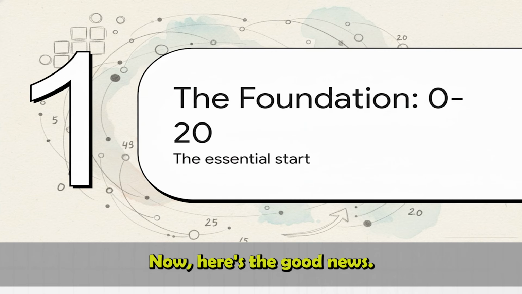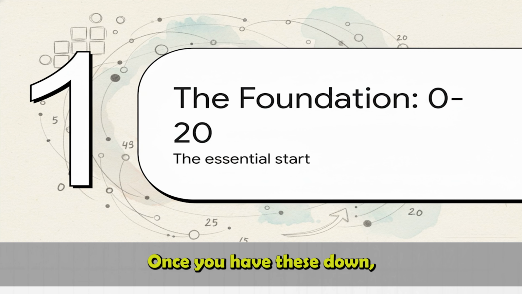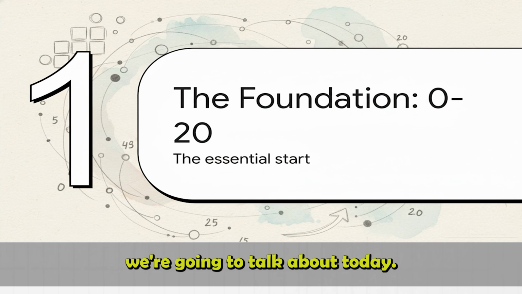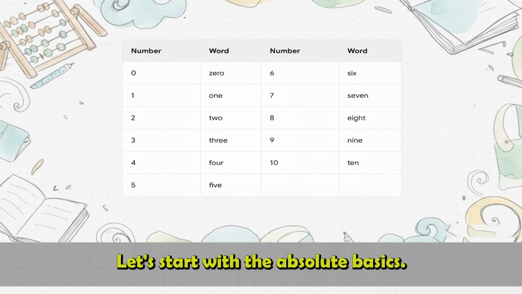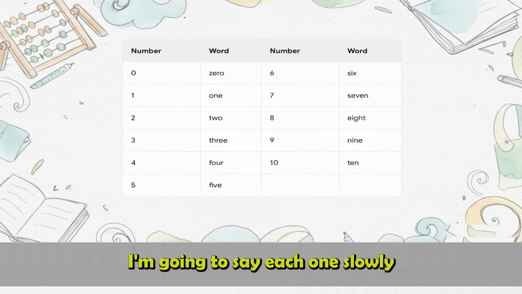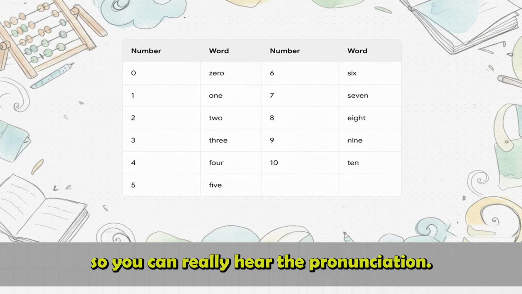Now, here's the good news. The main part you have to commit to memory is this first set of numbers, from 0 all the way to 20. Once you have these down, you've basically got all the essential building blocks you'll need for almost every other number we're going to talk about today. So let's focus here, and the rest will be a breeze. Okay, let's start with the absolute basics, the single digits, 0 through 10. I'm going to say each one slowly so you can really hear the pronunciation.